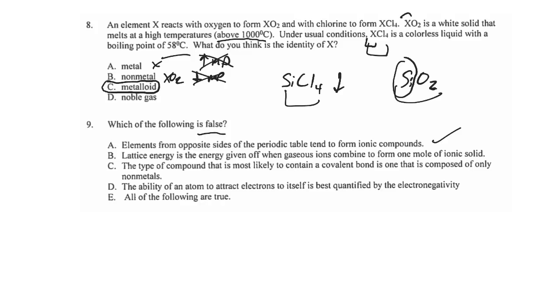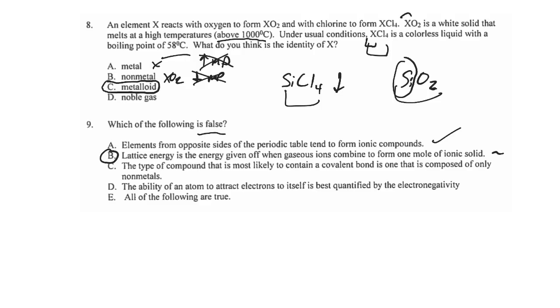Lattice energy is the energy given off when gaseous ions combine to form 1 mole of an ionic solid. That sounds false. Okay, so that sounds like the false statement, because lattice energy is the energy that the ionic solid requires to be absorbed for it to form its gaseous ions. So this sounds like the inverse of what the true meaning of lattice energy is.